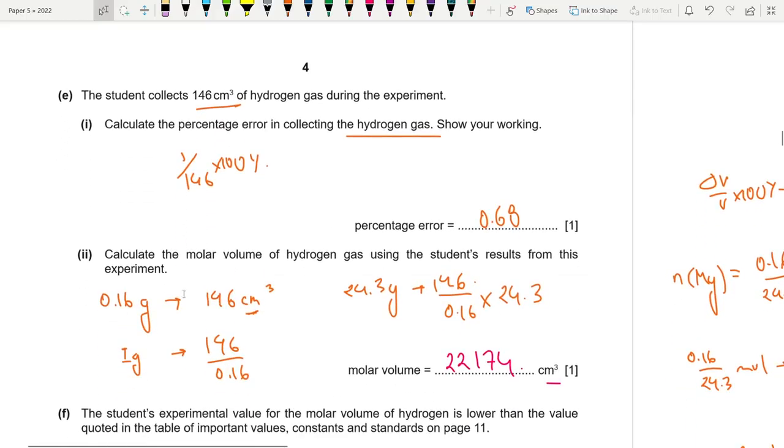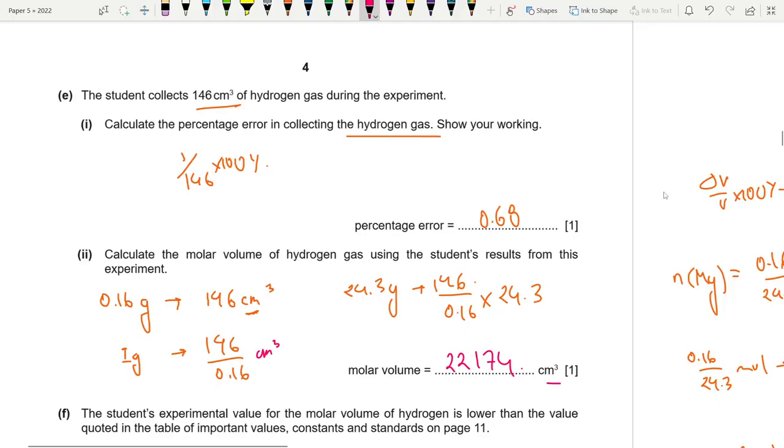Calculate the molar volume of hydrogen gas using the student's results from the experiment. Okay. So guys, we know basically how to do it here in cm³, right? 0.16 grams of magnesium actually gave us 146 cm³ of hydrogen gas. So what would 1 gram give us? Using the unitary method, it would give 146 by 0.16 cm³ of gas.